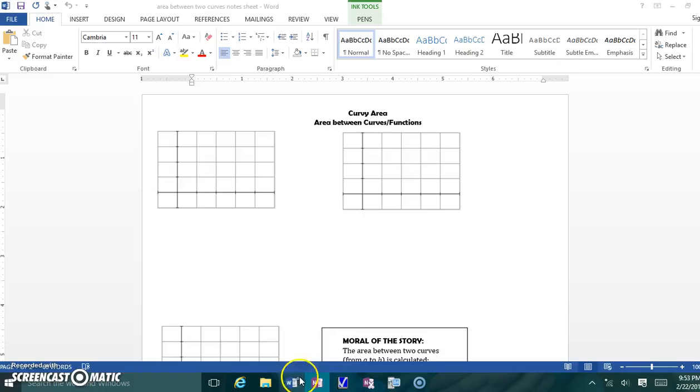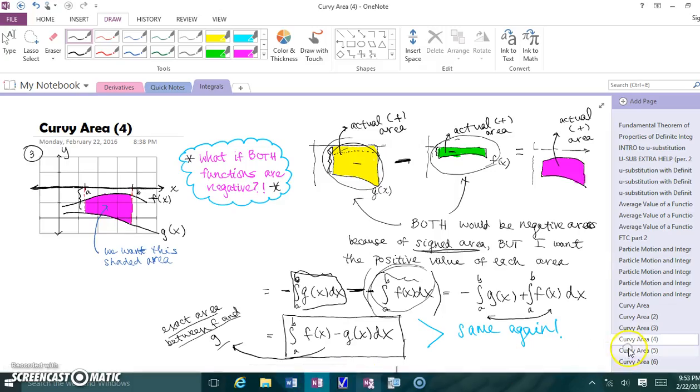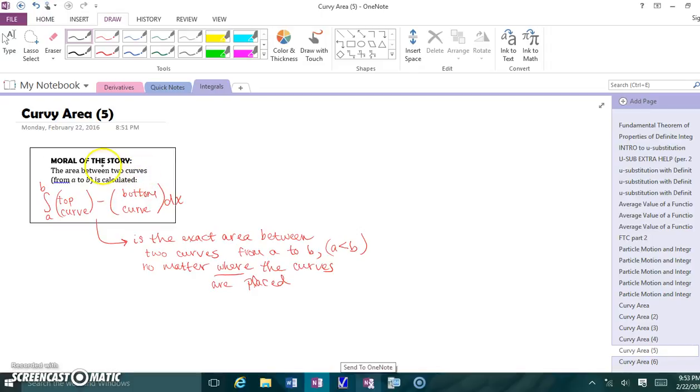So the last thing that you want to write down in your note sheet right here, the moral of the story, here's the actual rule. If I want the area between two curves and it's from a to b, where a is less than b, so a is always on the left here, you're going to set up the integral and you're going to do the top curve minus the bottom curve. Don't forget the dx, the tiny, tiny width.